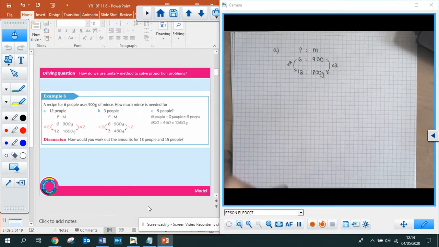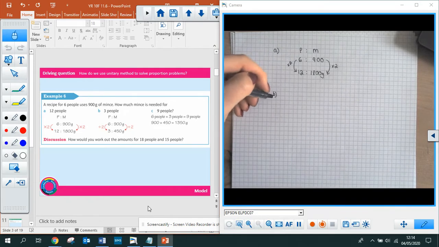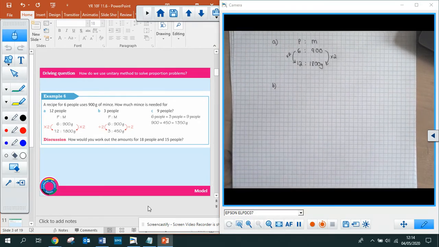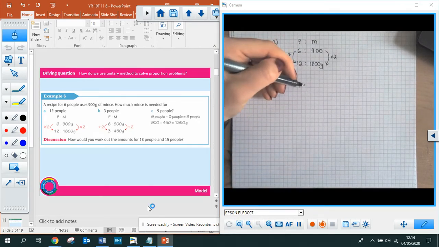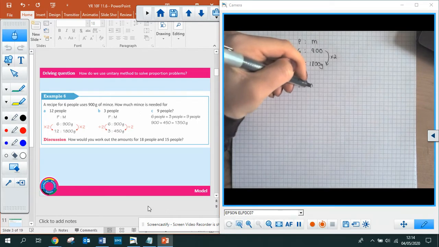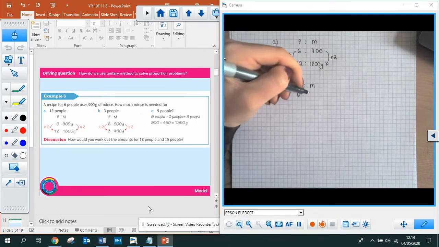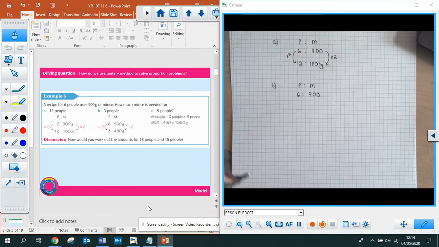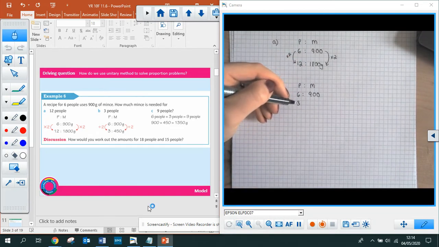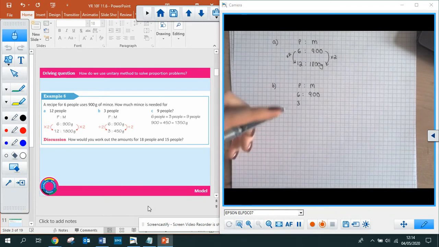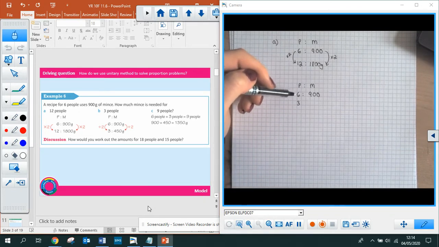Okay? Part B says for 3 people. So again, we're going to use what the question's told us. We've got people to mince. We've got 6 people need 900 grams of mince. And this time they're asking us for 3 people. So that part's the same. So that goes under the 6. Okay, the people we know is 3 people.